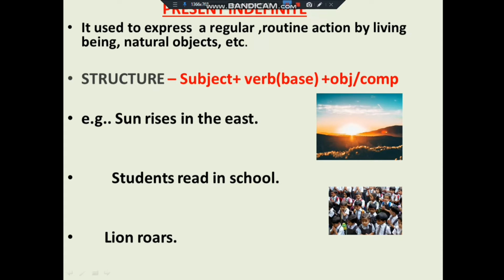So let us see the structure of the sentence. First we write subject, then verb base form. Base form means first form, and then accordingly object or complement. Now see the example: Sun rises in the east. This is a universal truth, this is a fact. So it comes under present indefinite tense, and it is true for all time.